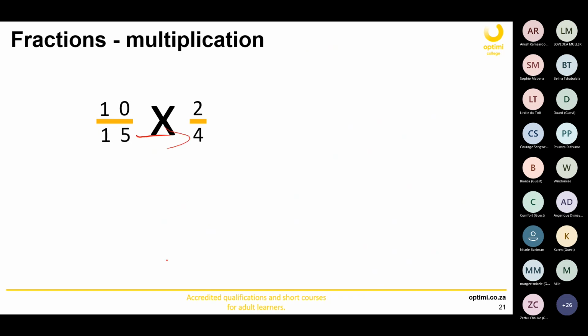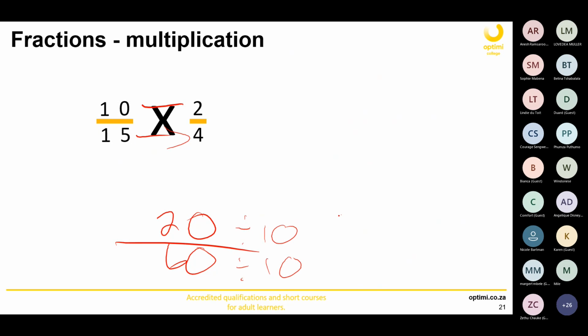10 multiplied by 4 is 60. 10 multiplied by 2 is 20. 20 over 60, you simplify, divide by 10, divide by 10. It becomes 2 over 6, but it's not at its simplest form yet. Divide by 2, divide by 2, 1 over 3. Multiplication, definitely the simplest one of them all.